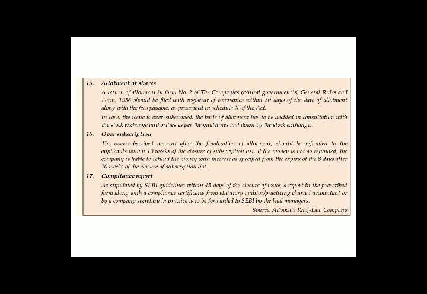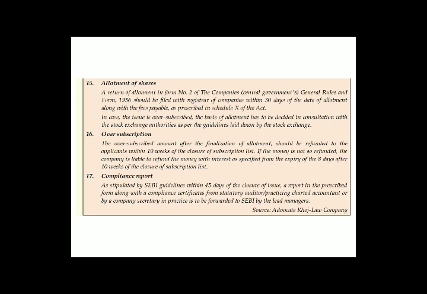That's what oversubscription means. The oversubscribed amount, after the finalization of allotment, should be refunded to the applicants within 10 weeks of the closure of the subscription list. So if the total demand for the shares is 20 lakhs instead of 10 lakhs, the company can issue the stocks to the shareholders proportionally. For example, if I have asked for 10 shares, it can only give me 5 shares, but will still take my 100 rupees instead of 50 rupees. That's called a pro rata allotment.